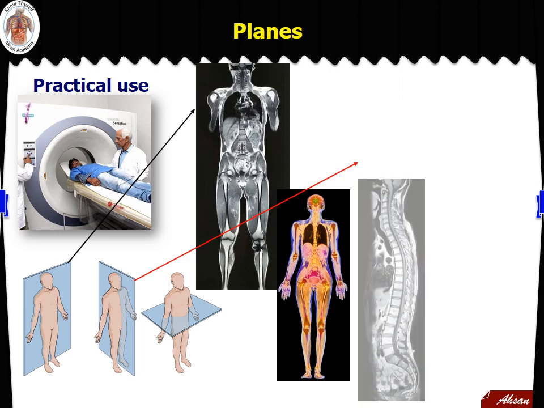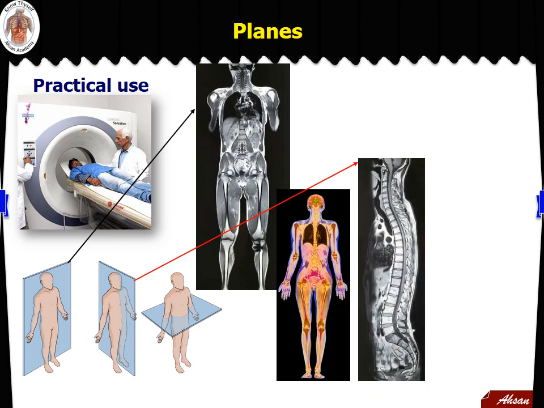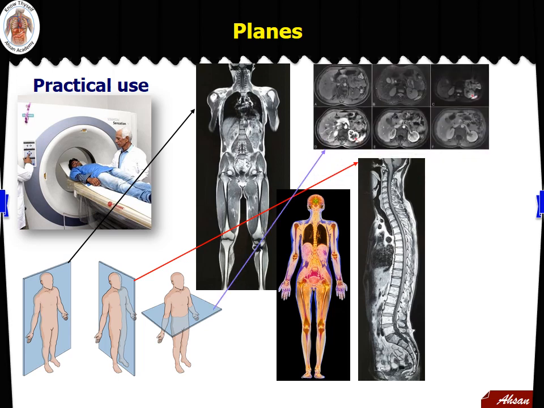You see, this is the median section. This MRI scan is showing the anatomical structures in the median plane. You see, this is the CT scan showing the anatomical structures on the transverse plane. So anatomical knowledge of this plane will help you to understand these investigations or scanning reports.